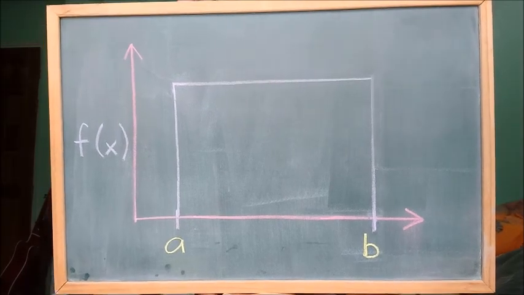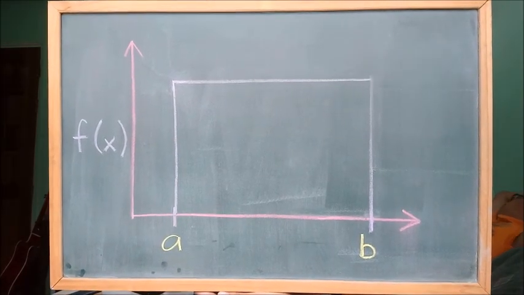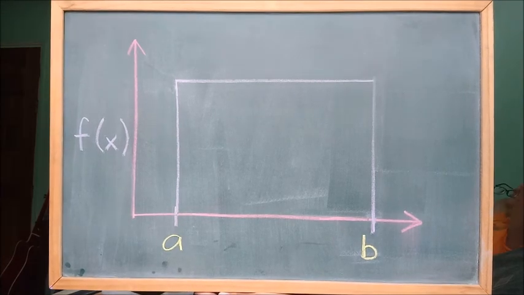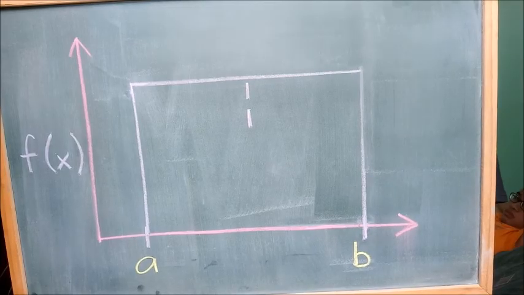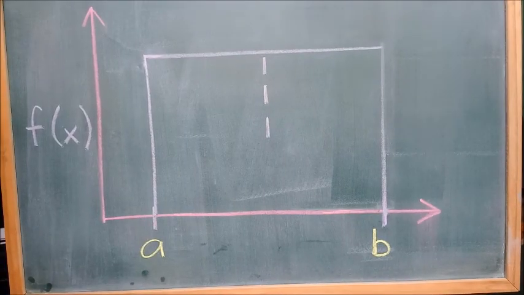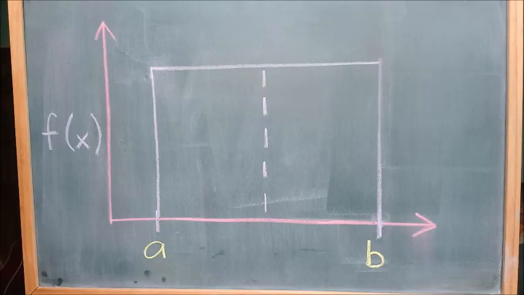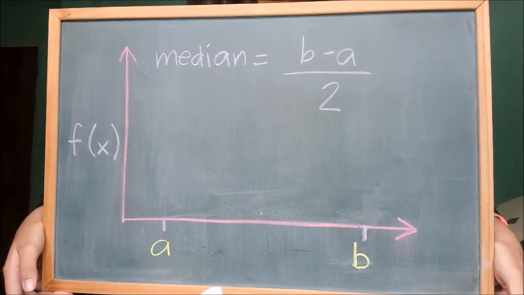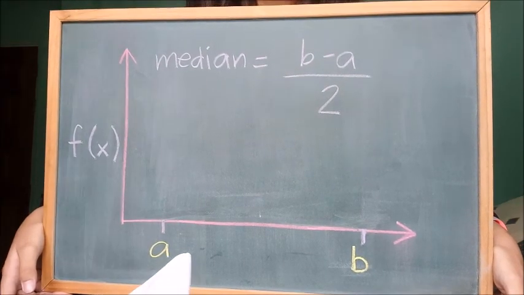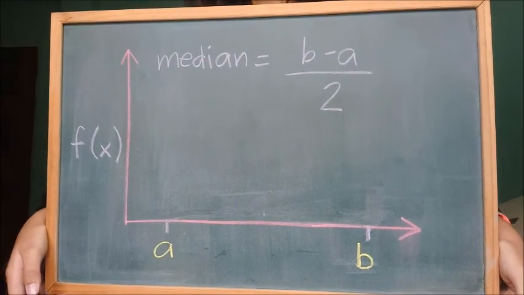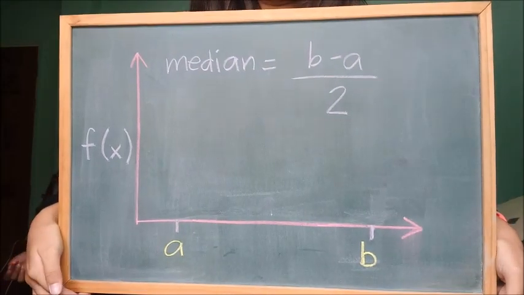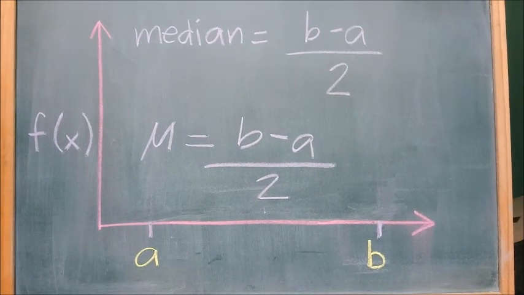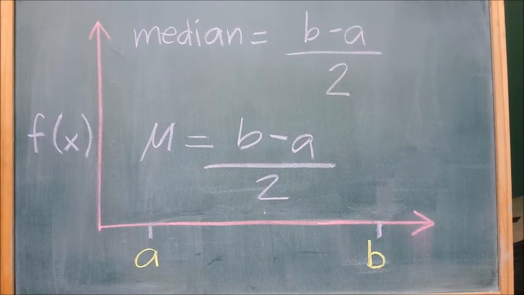Suppose we want to find the median of these intervals. The median is the value that splits the distribution in half. This is a uniform distribution. Therefore, the value of the mean and the median is the same. The median is equal to b minus a over 2. And the mean, or mu, is also equal to b minus a over 2.